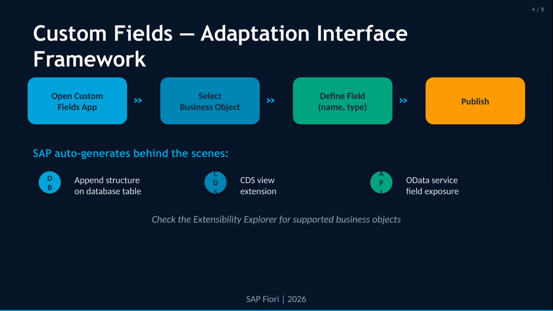The field then appears in the Fiori Elements UI, in OData APIs, and even in analytical reports, all without a single line of ABAP. The catch is that SAP publishes a list of extensible objects in the Extensibility Explorer on the SAP Business Technology Platform. Always check this list before promising a key user that they can add a field.